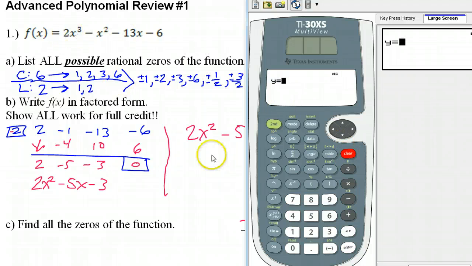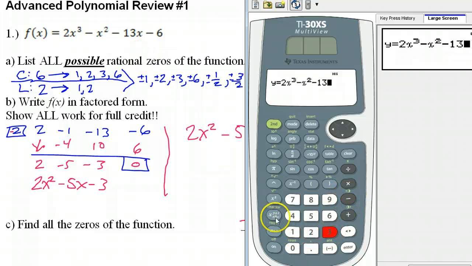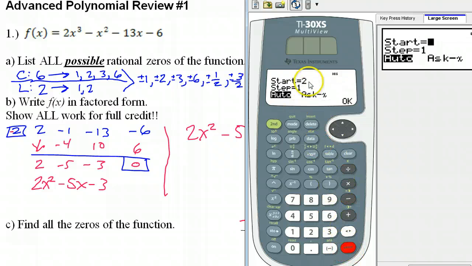And so I've got 2x to the third power, and then I've got minus x squared, so minus x squared minus 13x minus 6. So I've typed it in. I usually like to start at -10 because it rarely goes past that.